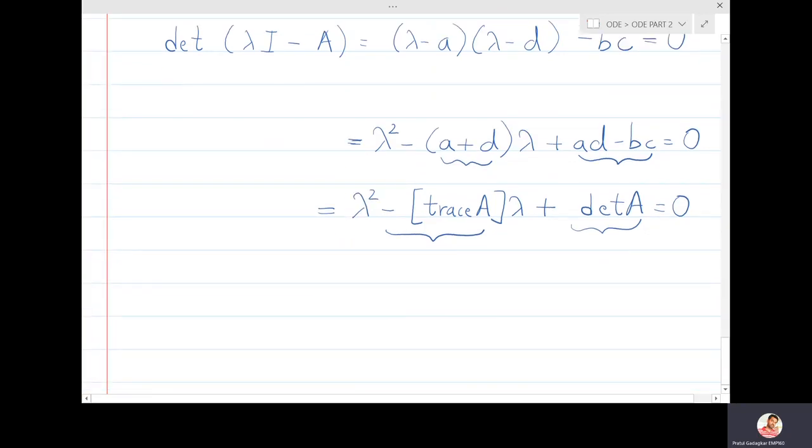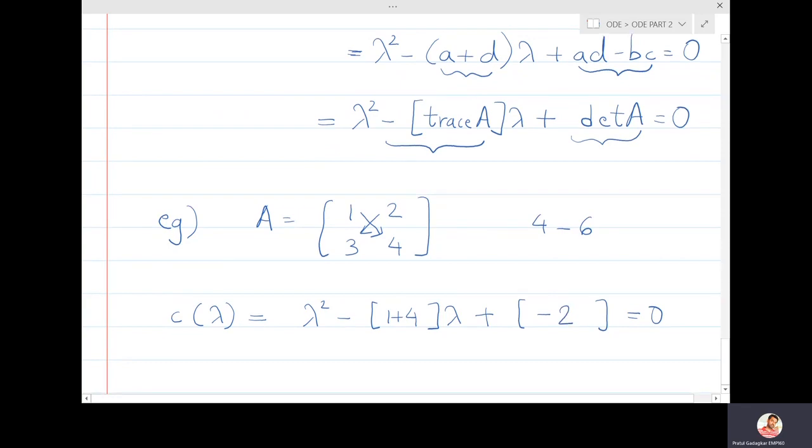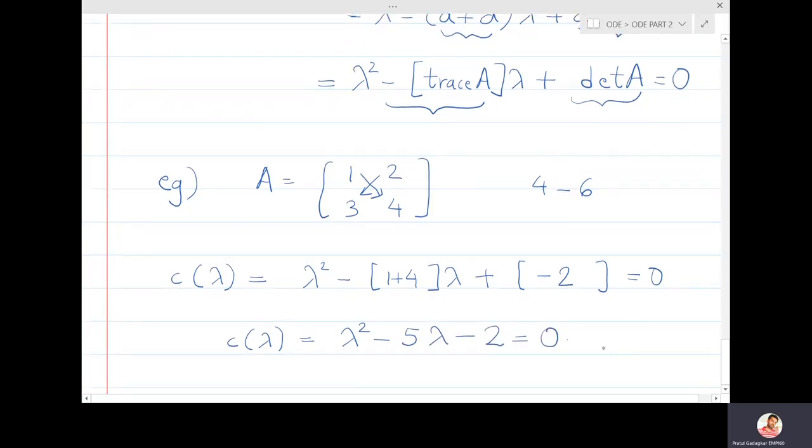For example, if I take A equal to [[1, 2], [3, 4]], what will be the characteristic equation? The characteristic equation is also denoted by C of lambda. It is lambda squared, minus the trace, which is 1 plus 4, times lambda, plus the determinant. The determinant is 4 into 1 minus 3 into 2, which is 6, so it is minus 2. So the characteristic polynomial is lambda squared minus 5 lambda minus 2 equal to 0. This becomes the characteristic equation, and now one can find the roots and get the eigenvalues of the matrix.